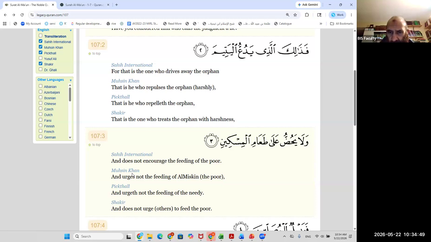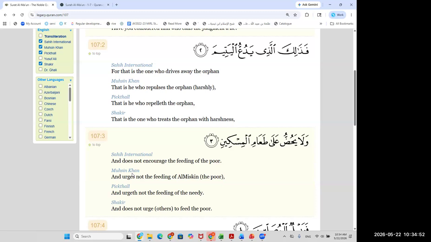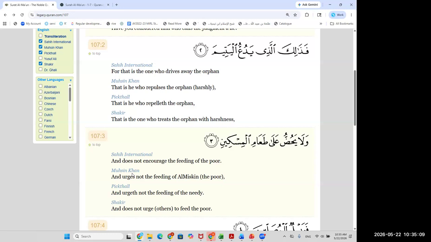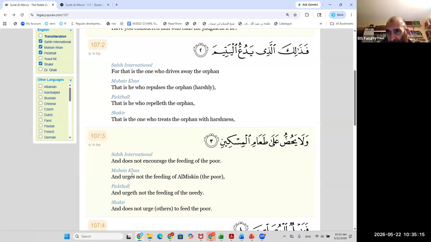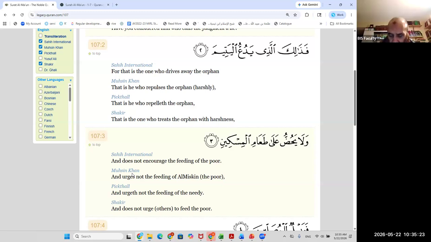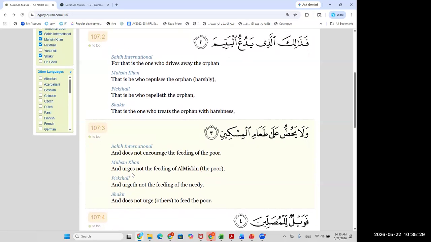What is a yatim? The orphan? Yeah, more specifically. What do you mean more specifically? Am I an orphan because my parents have died? I guess this is like an orphan child. Yeah, orphan is a minor whose father has died. If the mother has died, there's a different word for that. If both parents have died, there's a third word for that. Really? I never knew that.